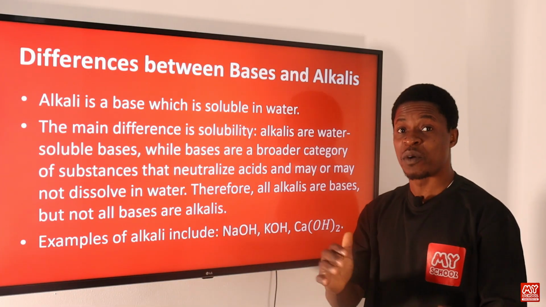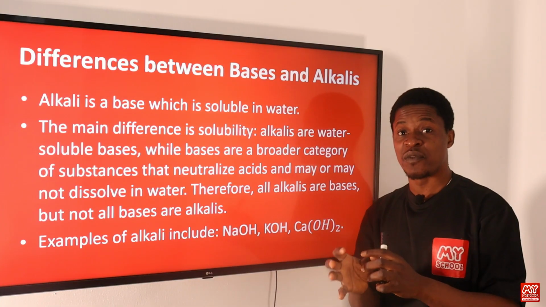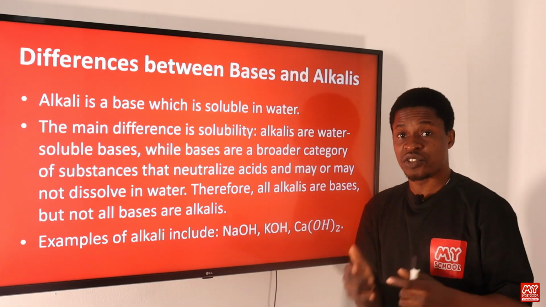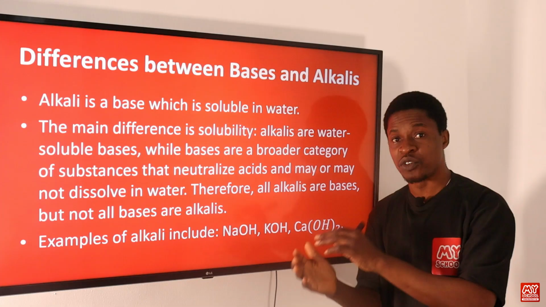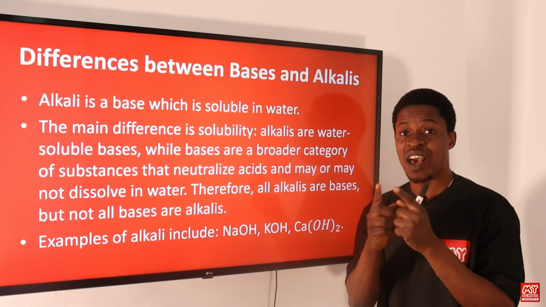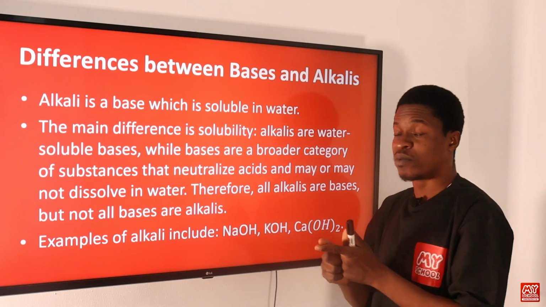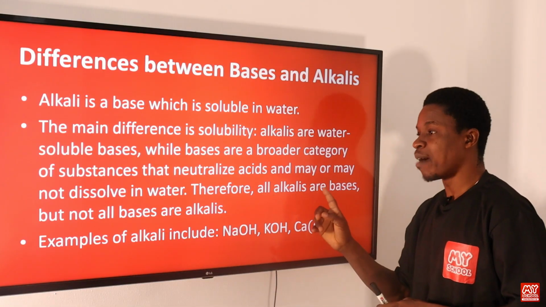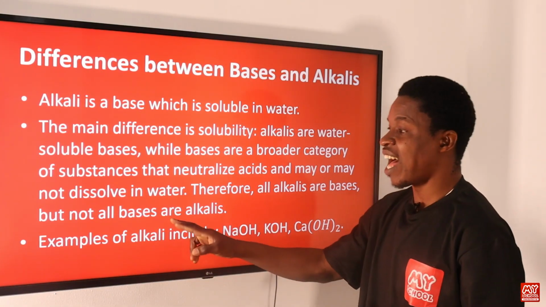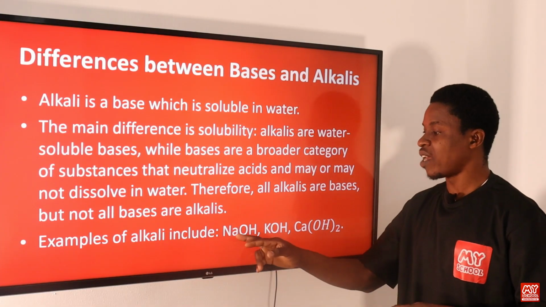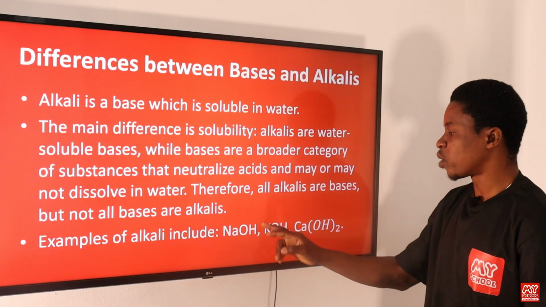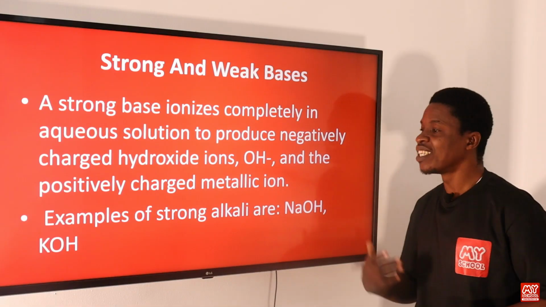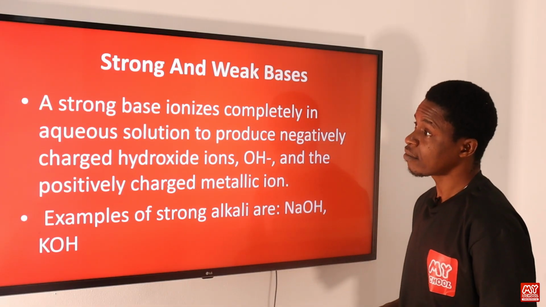So when you are using one for the other, you must know what you are actually using it for, the reaction that they are undergoing. All bases will not dissolve in water. Some can be soluble in water, while some might not be soluble. But for alkali, all alkali are water-soluble bases. They are a type of base that is soluble in water. Therefore, all alkalis are bases, but not all bases are alkali. Examples of alkali include NaOH, that's sodium hydroxide, potassium hydroxide, calcium hydroxide, magnesium hydroxide, zinc hydroxide, and so on and so forth. Let's move on to the next slide.